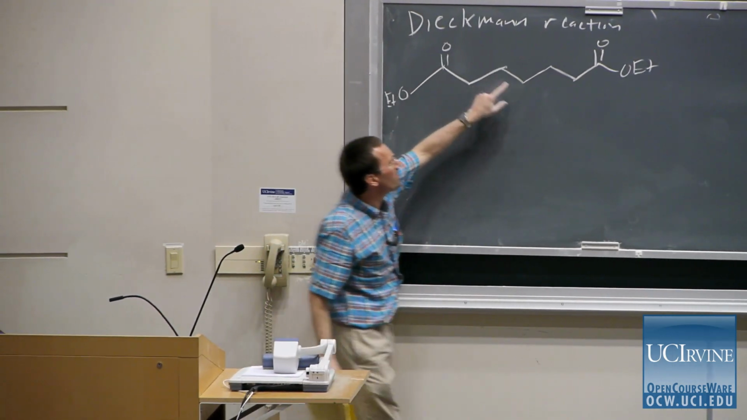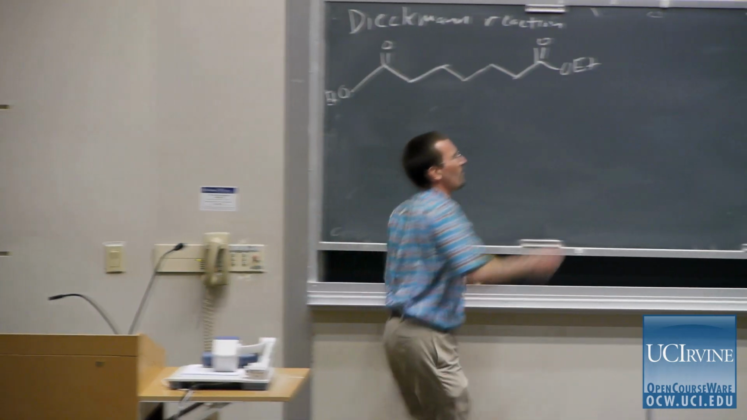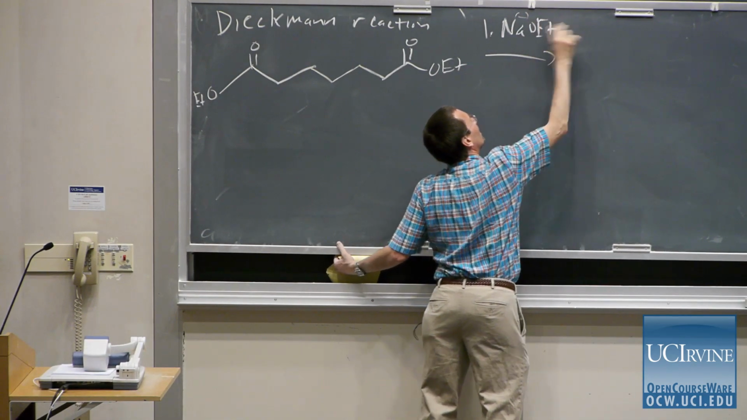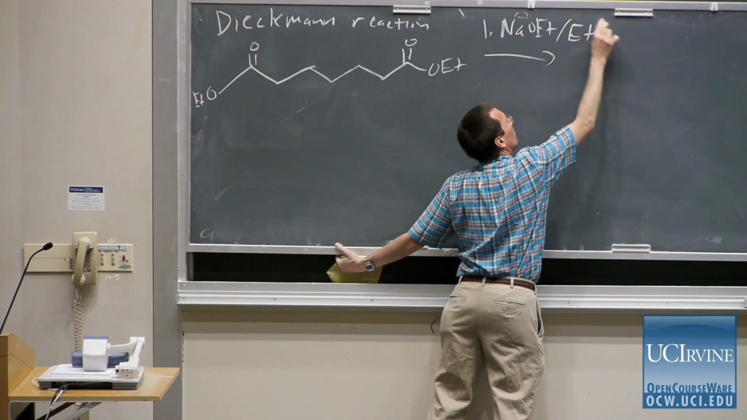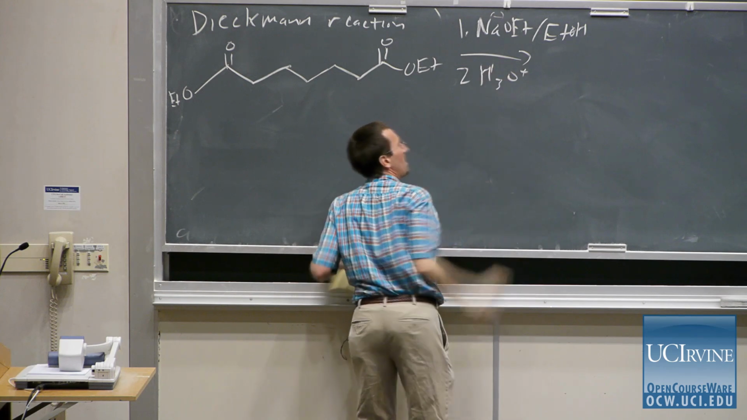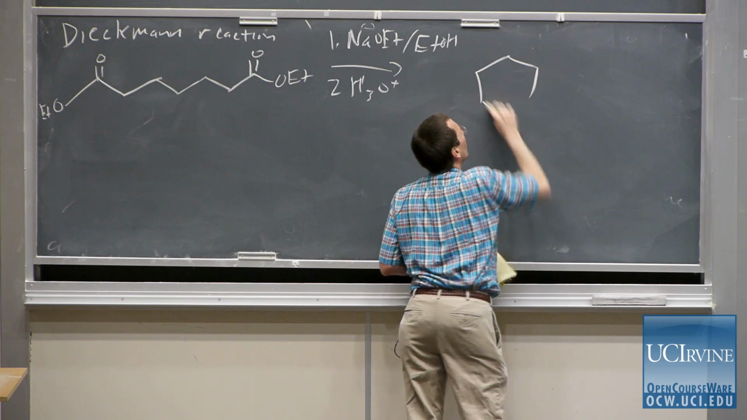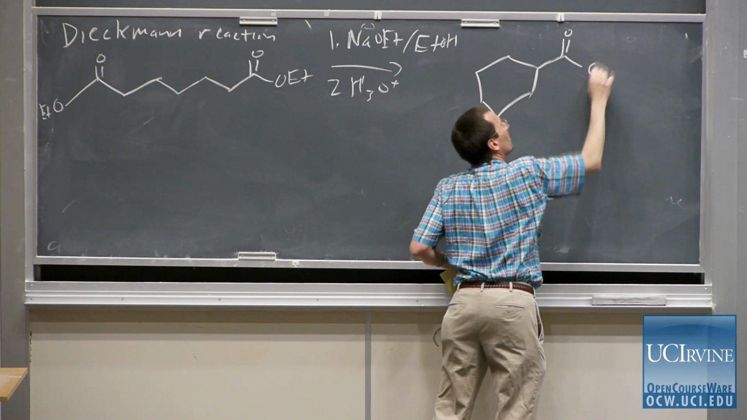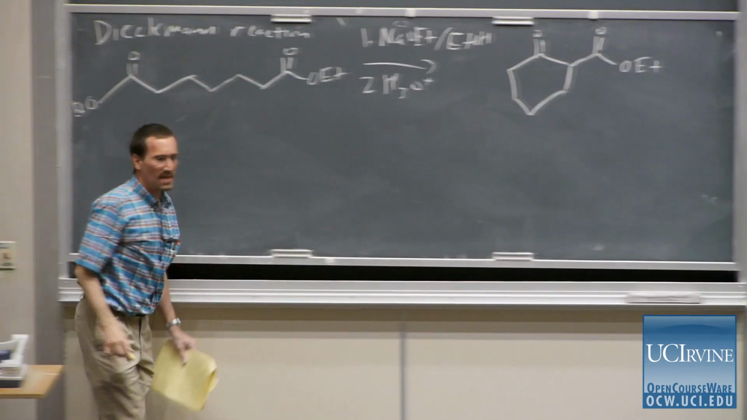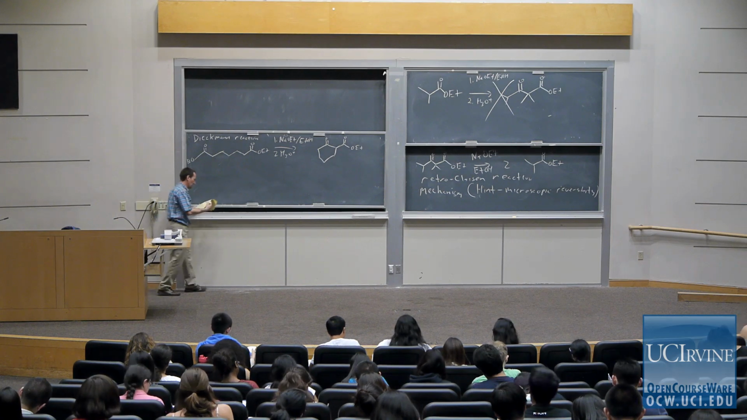So I'm going to take the diethyl ester of the 7-carbon dicarboxylic acid. So 1, 2, 3, 4, 5, 6, 7. And we'll envision treating it with our now favorite conditions of sodium ethoxide in ethanol and aqueous workup with some acid. And the product of the reaction is this ethyl ester. Same ethyl ester we used in our Robinson annulation reaction.